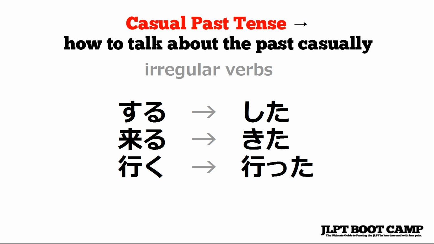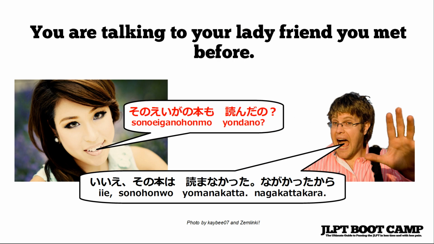Now, going back to the situation, your new Japanese friend, she asks you, "Sono eiga no hon mo yonda no?" Did you also read the movie's book? And you reply, "Ie, sono hon wa yomanakatta, nagakatta kara." I didn't read the book. It was long, so I didn't want to read it. Basically, that's the quick translation there.